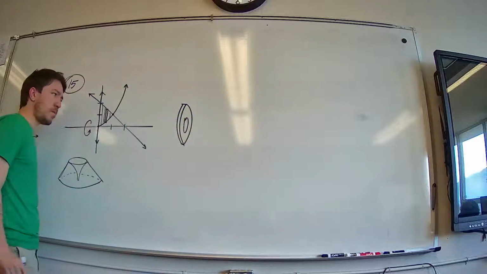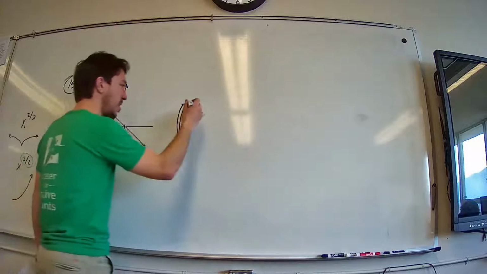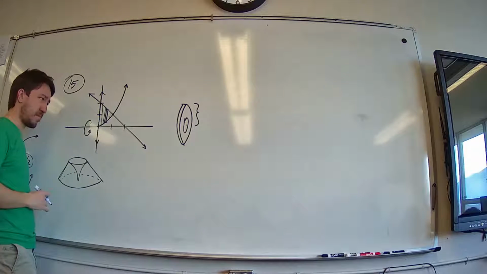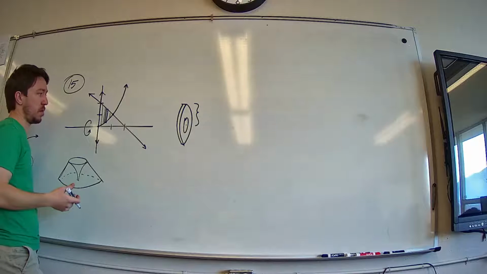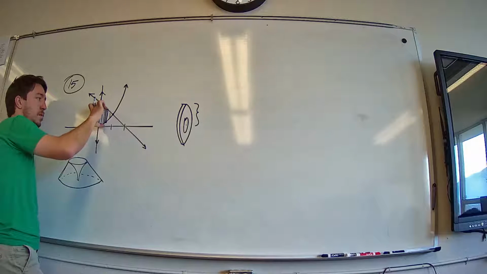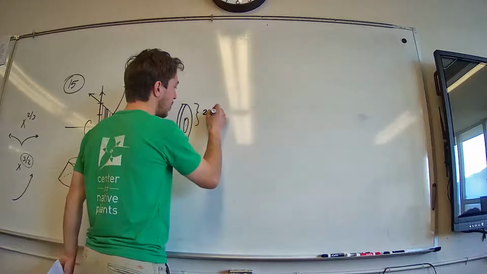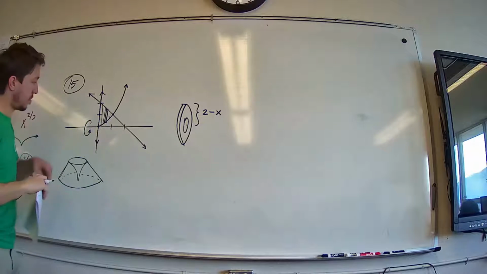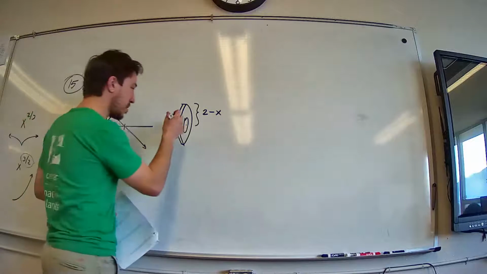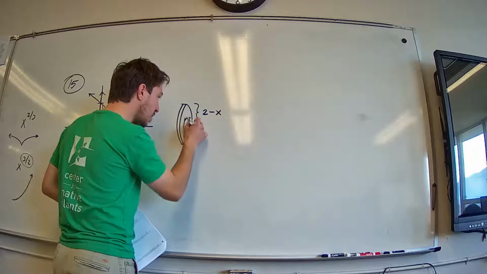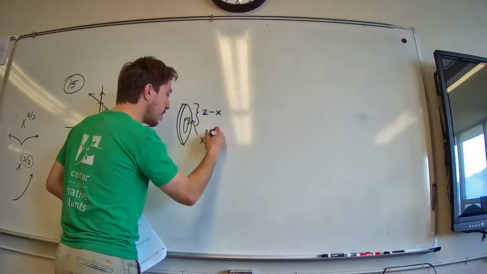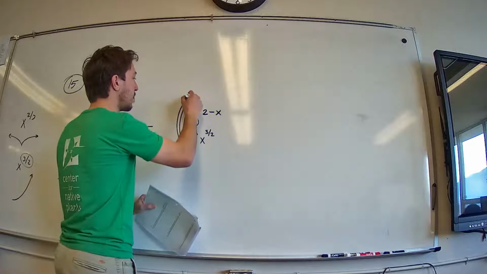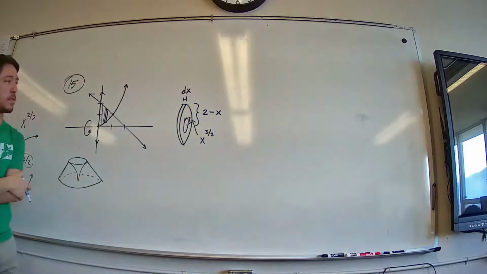There's a hole in the washer. Okay, so the outer radius is which function? The 2 minus x. 2 minus x. You understand that? That's the outer radius. And what's the inner radius? The x to the 3 halves. X to the 3 halves. Thickness? dx.